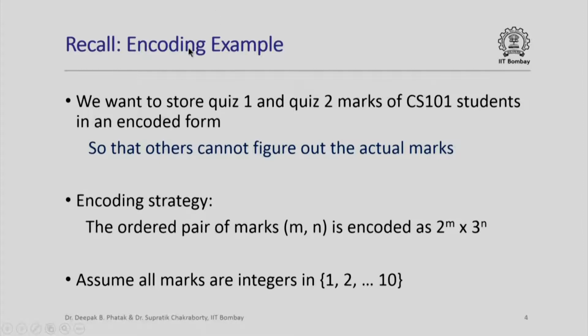So let us recall the encoding example that we had seen in an earlier lecture. We wanted to store the quiz 1 and quiz 2 marks of all CS101 students in an encoded form so that others cannot figure out the actual marks. The encoding strategy we had decided upon was that the ordered pair of marks m comma n will be encoded as 2 raised to m times 3 raised to n, and we are going to assume that all marks are integers in 1 through 10.